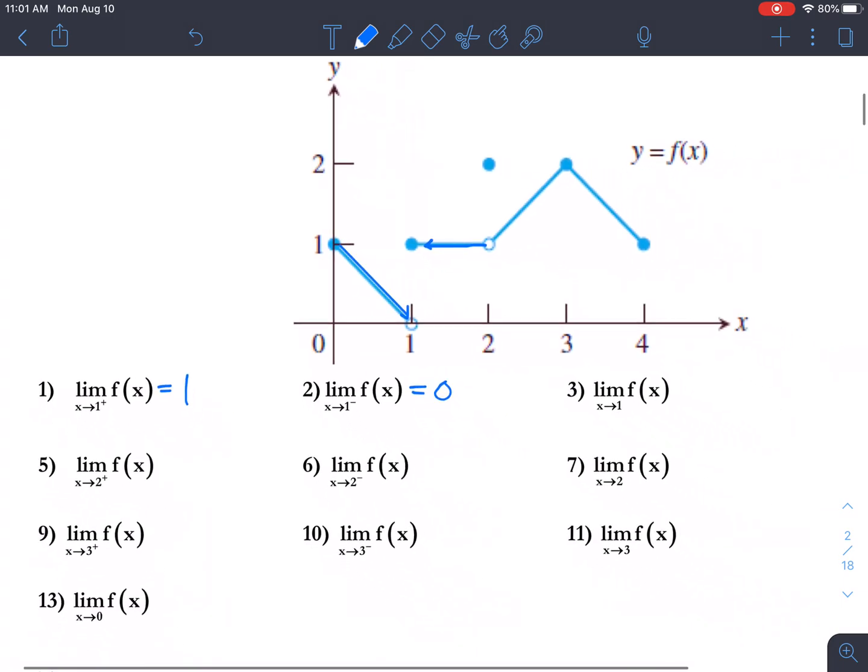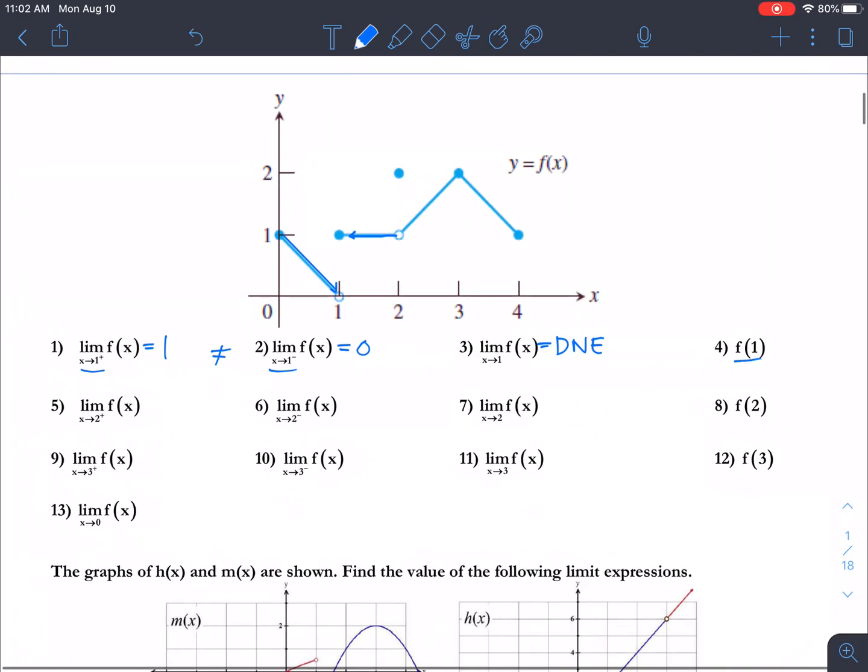So if my right-hand limit is 1 and my left-hand limit is 0, what happens as x approaches 1 in general? This would be a does not exist, because the left-hand and right-hand limits were not the same. These were not equal to each other. And just to flash back, what about if I just ask f of 1? f of 1 is looking for that closed circle, that function value. In this case, what happens at 1? f of 1 is 1.